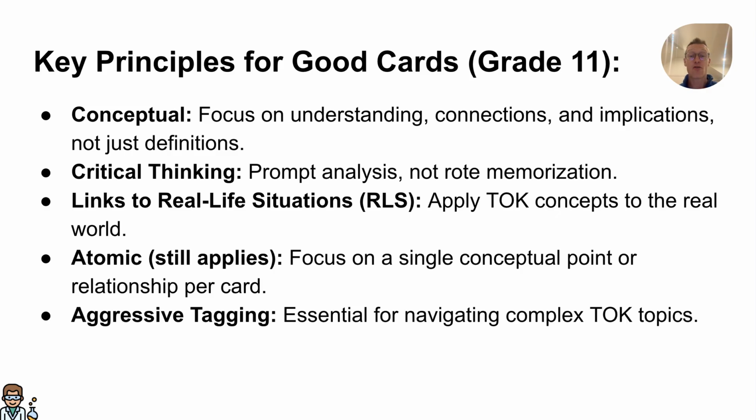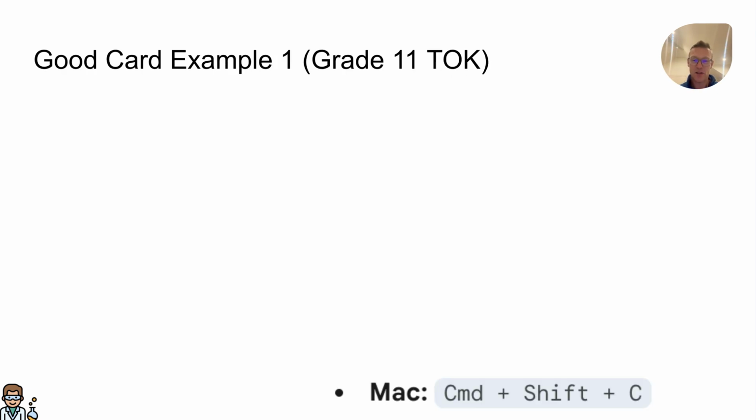Use aggressive tagging. You don't have to just have one hashtag, you can have multiple. And because of the way TOK works, there's lots of interconnections. So having aggressive tagging is quite a good idea.